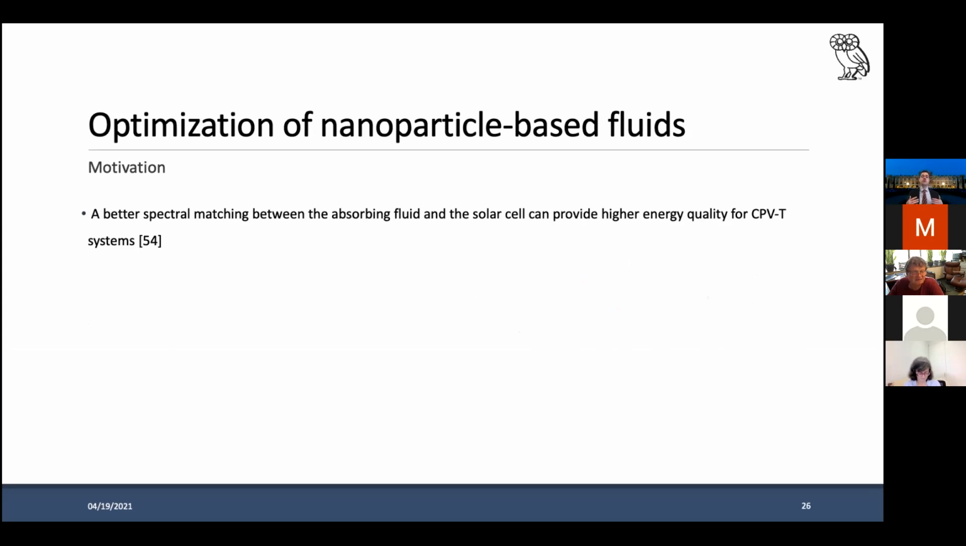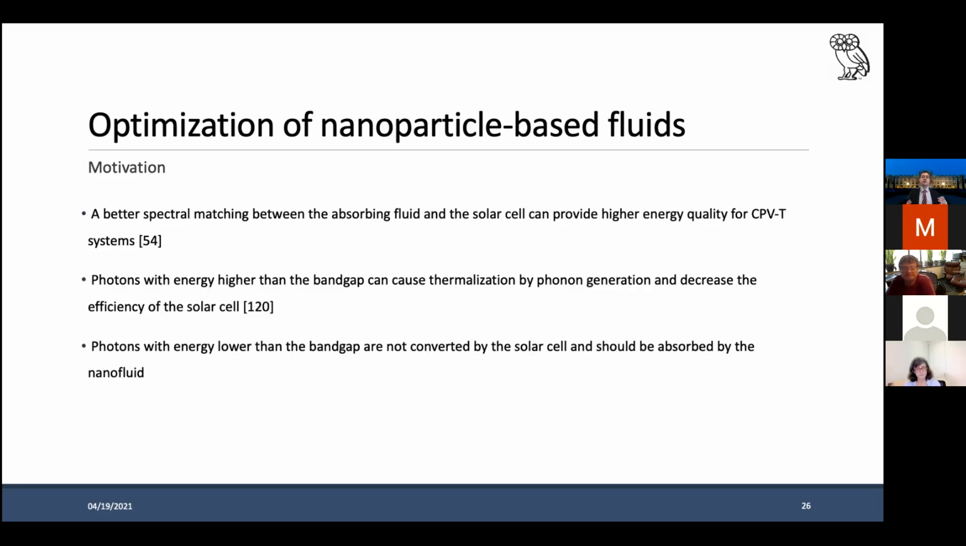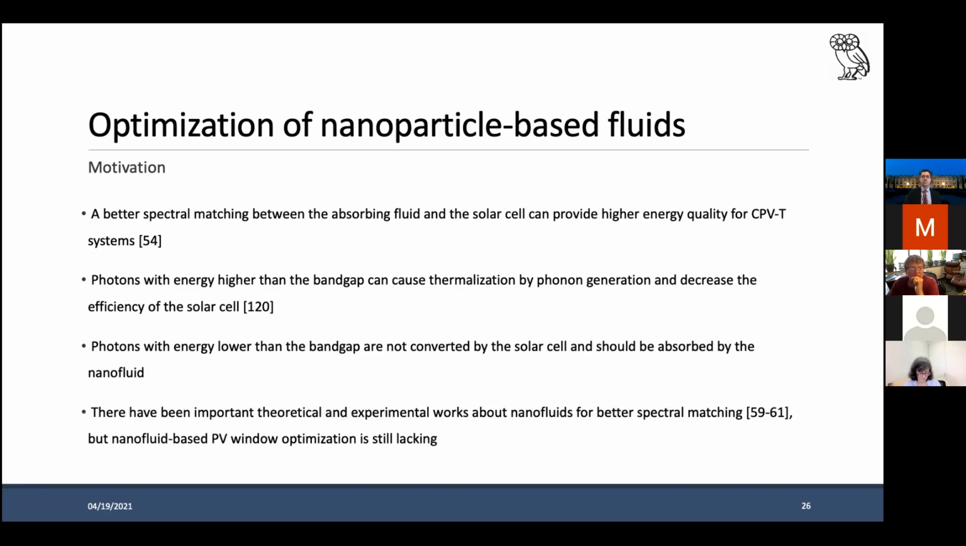This analysis was motivated by other works in the field that have highlighted the importance of a better spectral matching between the nanofluid filter and the solar cell being used. The reasoning behind having a better spectral matching is because solar cells are not as efficient in generating electricity at energy levels that are significantly above the band gap of the cell. And radiation with energy below the band gap would not be converted by the solar cell and should be absorbed by the nanofluid. And although researchers have explored the efficiency of different nanofluid mixtures, works that search for the best nanofluid parameters through optimization are still lacking.